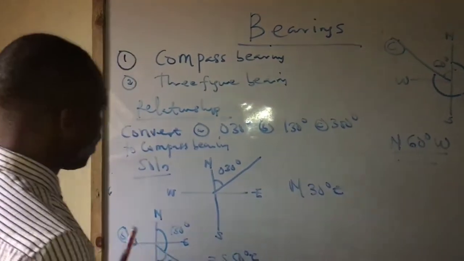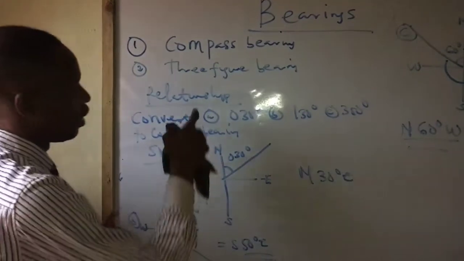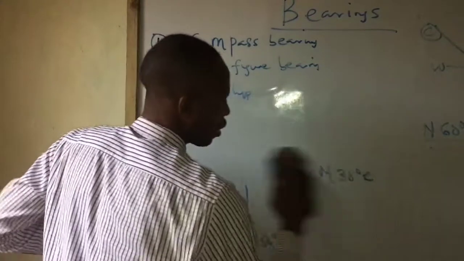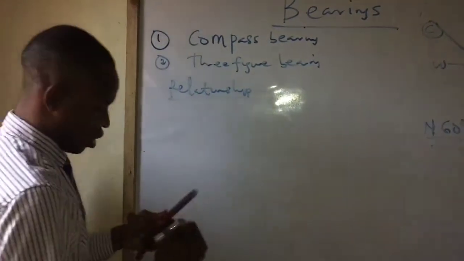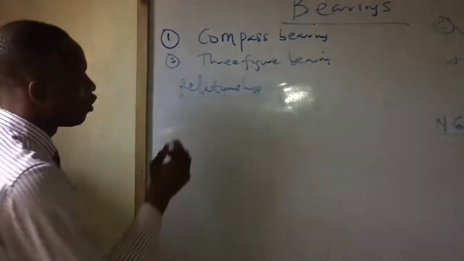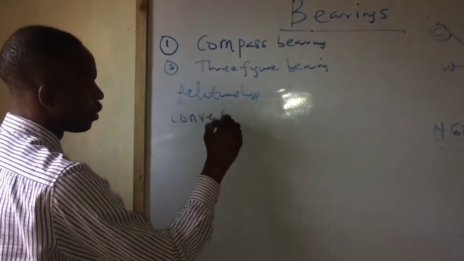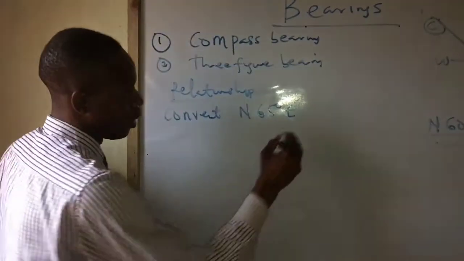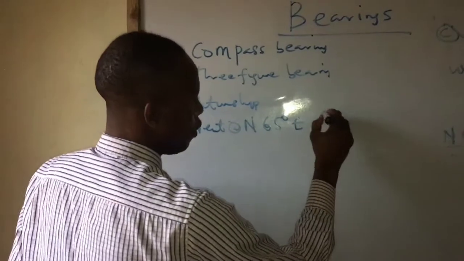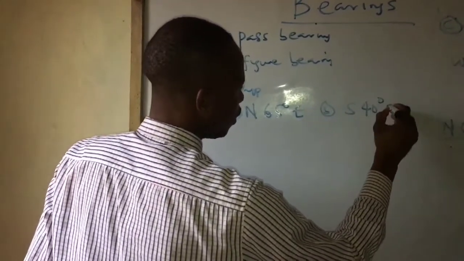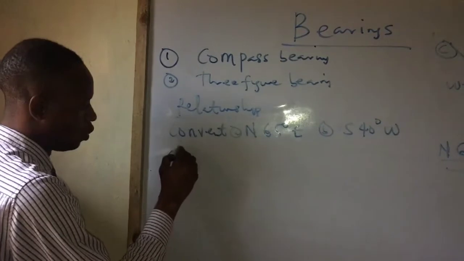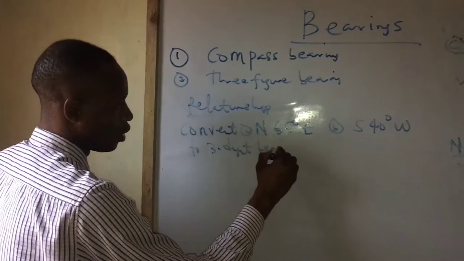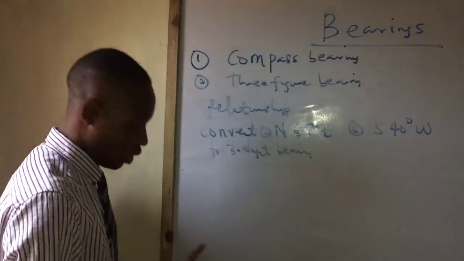Okay. Now, lastly, let's convert from compass bearing to what? Three-figure bearing. How do we convert from compass bearing to what? Three-figure bearing. The question says convert north 65 degrees east. That's A. Then B, south 40 degrees west, to three-digit bearing. Okay. Now how do we change these two?